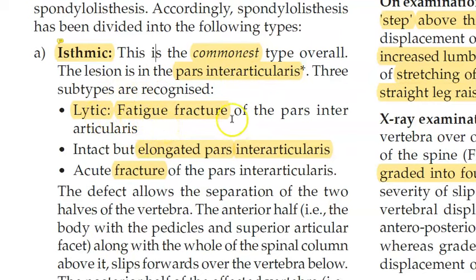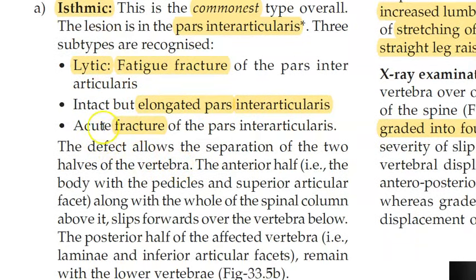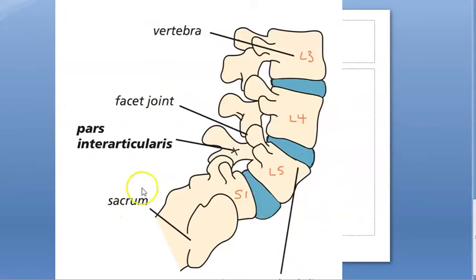So there is a lytic fatigue fracture of the pars interarticularis. An intact but elongated pars interarticularis also can be there. Either it is fractured or it is intact but elongated, or there is an acute fracture of the pars interarticularis. Fatigue fracture, and this is acute fracture. Look at the pars interarticularis, it's here. It is only from the oblique view that it looks like a Scottish dog. This is the pars interarticularis, which is fractured, either acute or lytic fatigue fracture, or it is pulled kind of a thing.